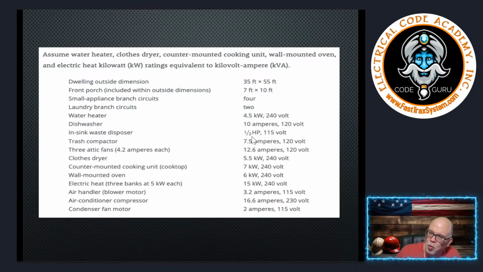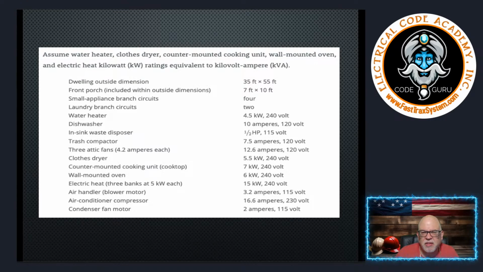Next, we have an in-sink waste disposer, and this one is given to us in horsepower. And this is the only one today that's given to us in horsepower. But it's good that we look at this one because I'm going to show you how to convert this and get it to VA when you may have something in horsepower given on your electrical exam, all right? And in the real world, you're still going to have to do the same thing, right? You're still going to have to take a horsepower, convert it to get a VA value so that you can do your load calculation, okay? Makes sense?